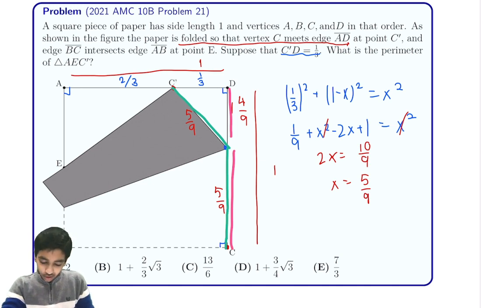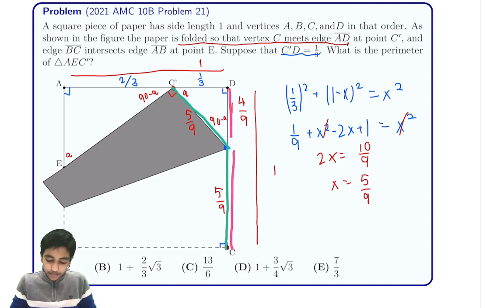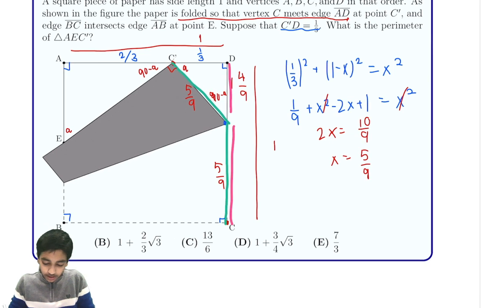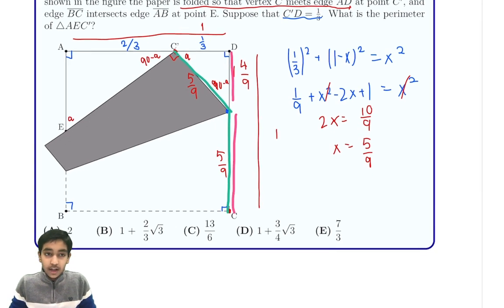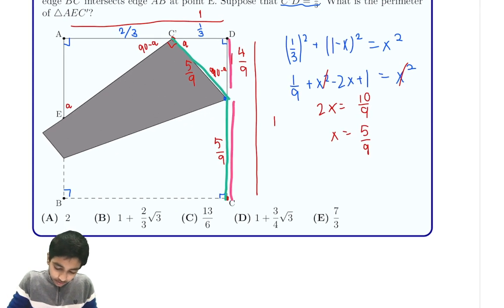The thing is, this is 90 degrees, and when we have 90-degree angles, the two other angles will be complementary. Having complementary angles and 90-degree angles makes us think of similar triangles. So let's say this angle is A, and this will be 90 minus A, and the others follow the same way. That means the triangles will be similar, because two angles are equal.